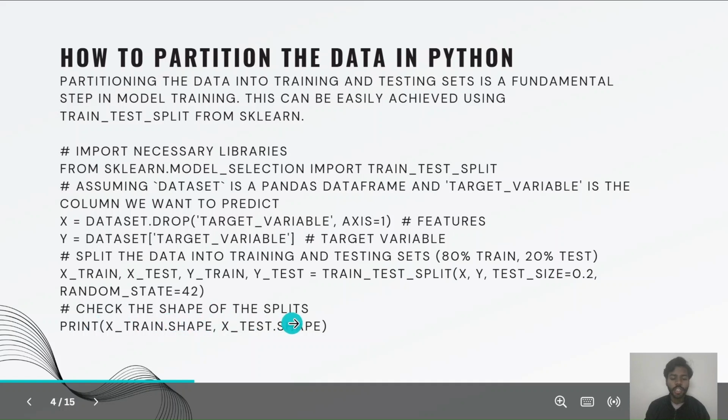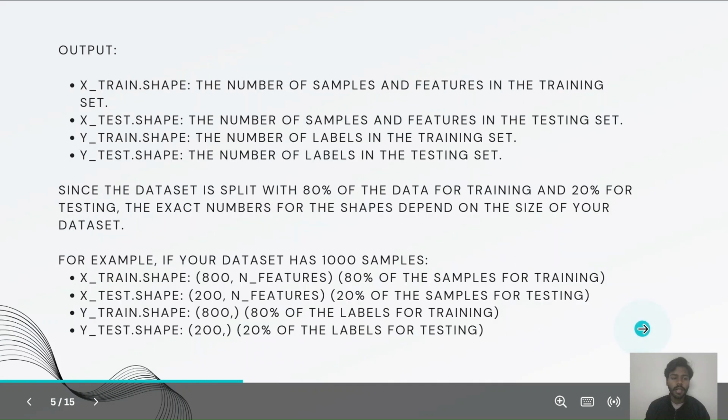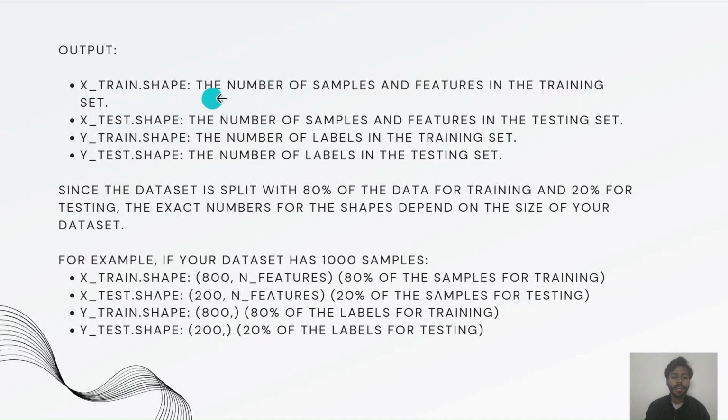Now we check the shape of the splits. So simply we use the print function with X_train.shape to check the shape of the split and X_test.shape, right? Now we get the output here. X_train shape gives the number of samples and features in the training set. Then X_test shape gives the number of samples and features in the testing set. Then y_train shape gives the number of labels in the training set. Then y_test shape gives the number of labels in the testing set.